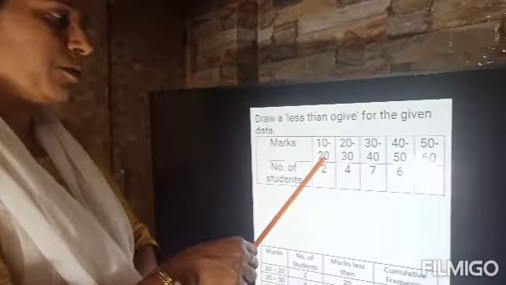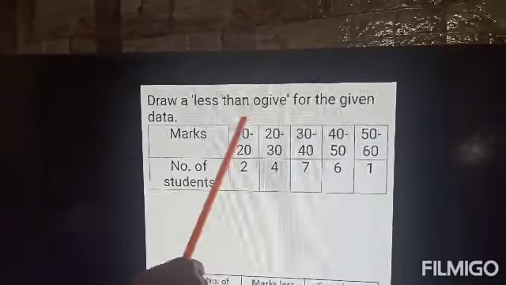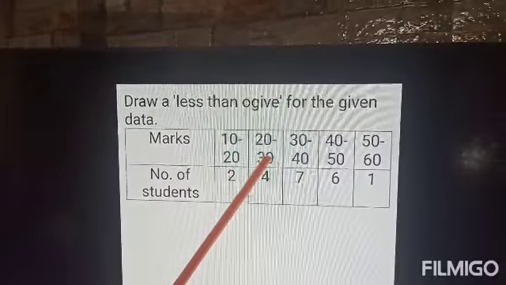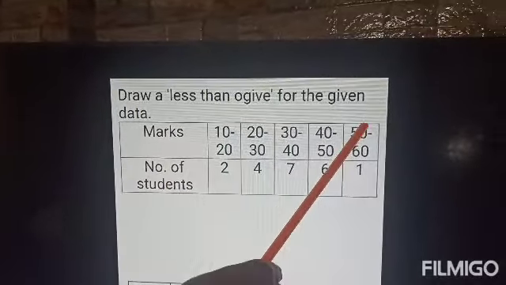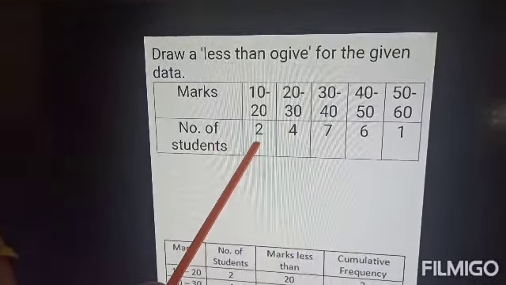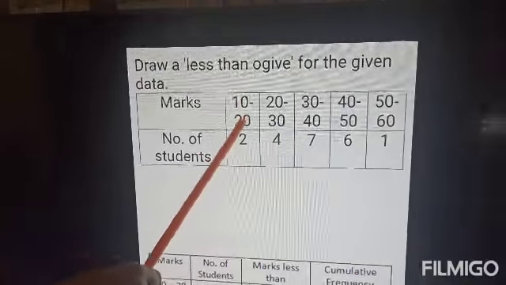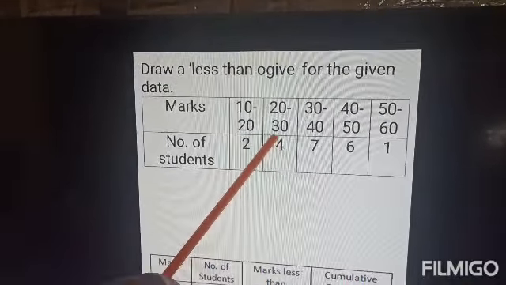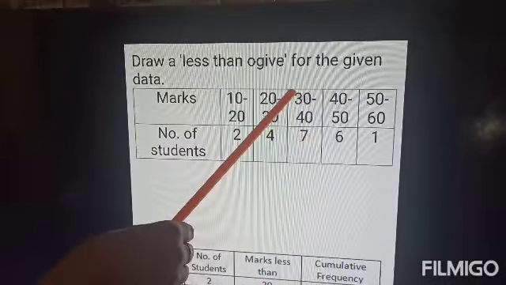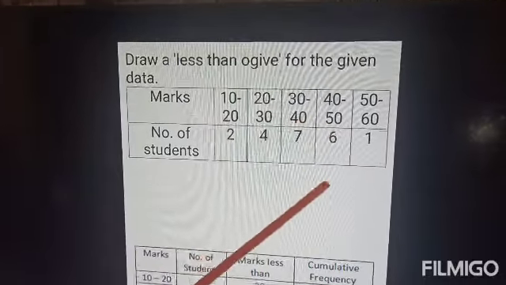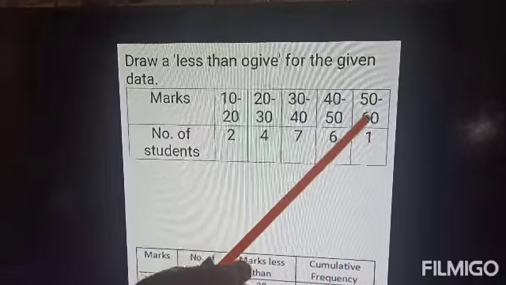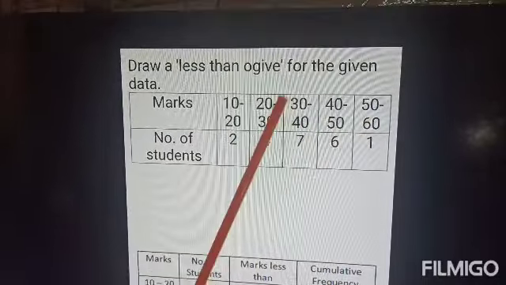Marks of 10 to 20, 20 to 30. These are the given class intervals for the marks: 10 to 20, 20 to 30, 30 to 40, 40 to 50, 50 to 60. Then the number of students. The number of students who took marks between 10 to 20 is 2. 4 students took between 20 to 30. 7 students took marks between 30 to 40. 6 students took marks between 40 to 50. 1 student got more than 50, less than 60.